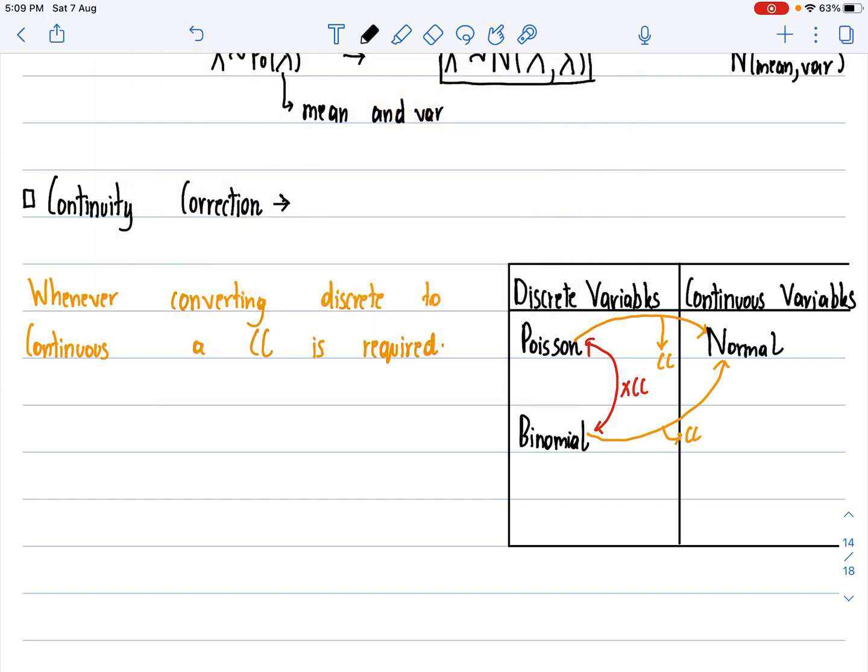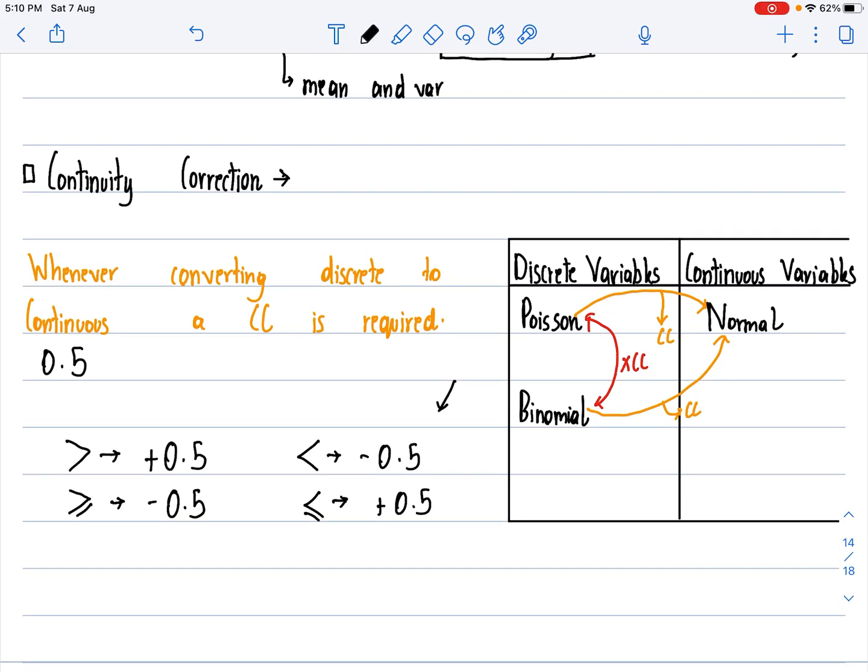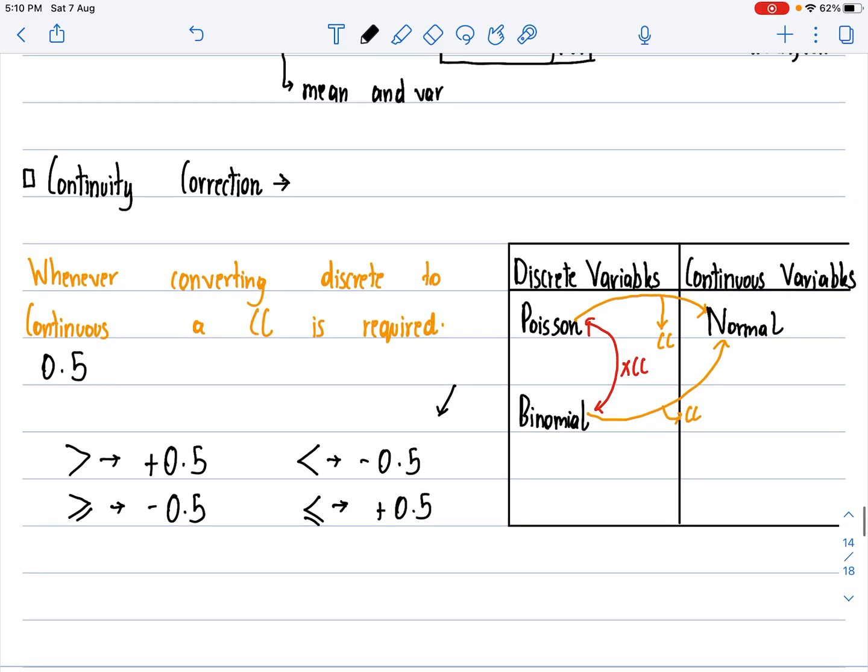Now the continuity correction always has a value of 0.5. Whether you add it to the value or subtract it depends on the sign. If the sign is more than, then I add 0.5. If the sign is more than or equal to, then I subtract 0.5. If the sign is less than, then I subtract 0.5. But if it's less than or equal to, I add 0.5 to the value which I have. This is really important to remember, even these signs, because this is not given in your formula booklet, and sometimes it tricks you in questions where you need to use the continuity correction and need to know whether to add or subtract 0.5, which depends on the sign. So this is the concept which you need to know.